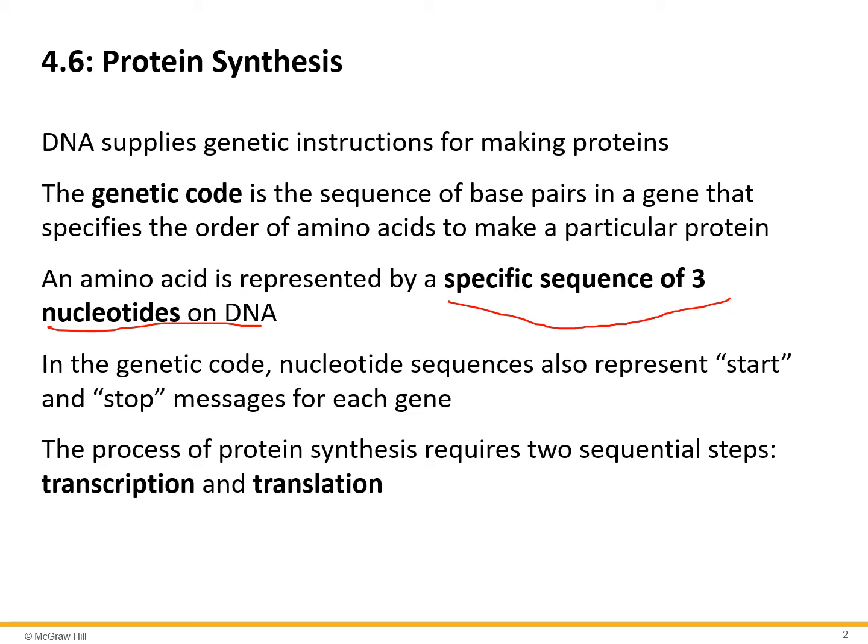Remember, the base pairs were adenine and thymine, which always went together, and cytosine and guanine, which always went together. As they form these little chains, each group of three represents an amino acid. And they also have special three-group sequences that denote a start and a stop.